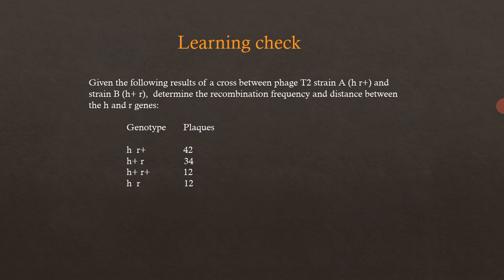So here are the following results of a cross between T2 phage strains. Strain A is HR plus and strain B is H plus R. Now determine the recombination frequency and the distance between the H and R genes, right? Definitely, once we get the recombination frequency, we can determine the distance. Larger the frequency, larger the distance. Smaller the frequency, smaller the distance.